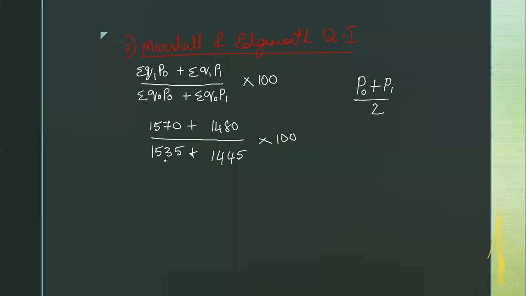Okay, add first 1570 plus 1480. What is the answer you get? Yes, good, Kushi, you got 3050. Correct. Divided by, add 1535 plus 1445. Yes, good, Kirtana, you got 2980. Good. Into 100. Now first divide these values, that is 3050 divided by 2980, then multiply with 100. What is the value you get?